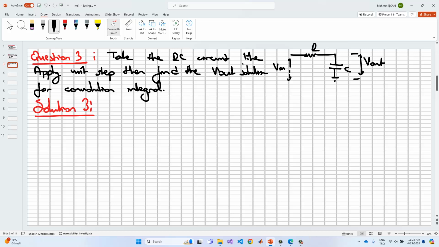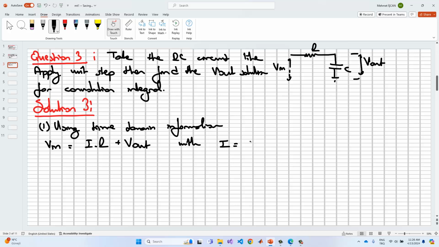Firstly, if you have this kind of system, we need to solve this equation step by step. Okay, and so using the time domain information, firstly V in must be equal to I times R, the voltage value of the resistance, and also we have V out with the I must be equal to what? The capacitance value times dV out divided by dt. Okay? And after that, we can write this equation.